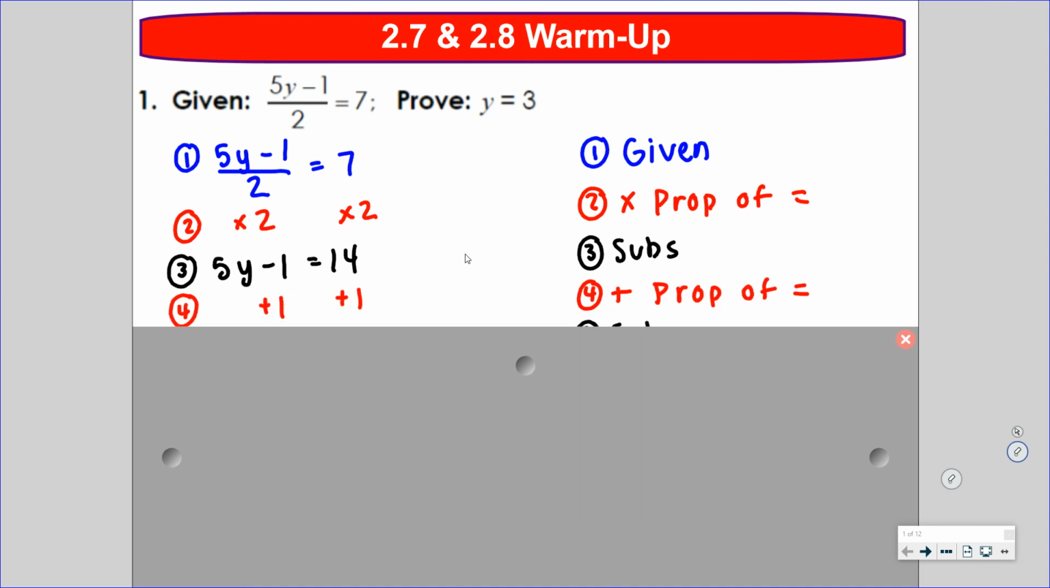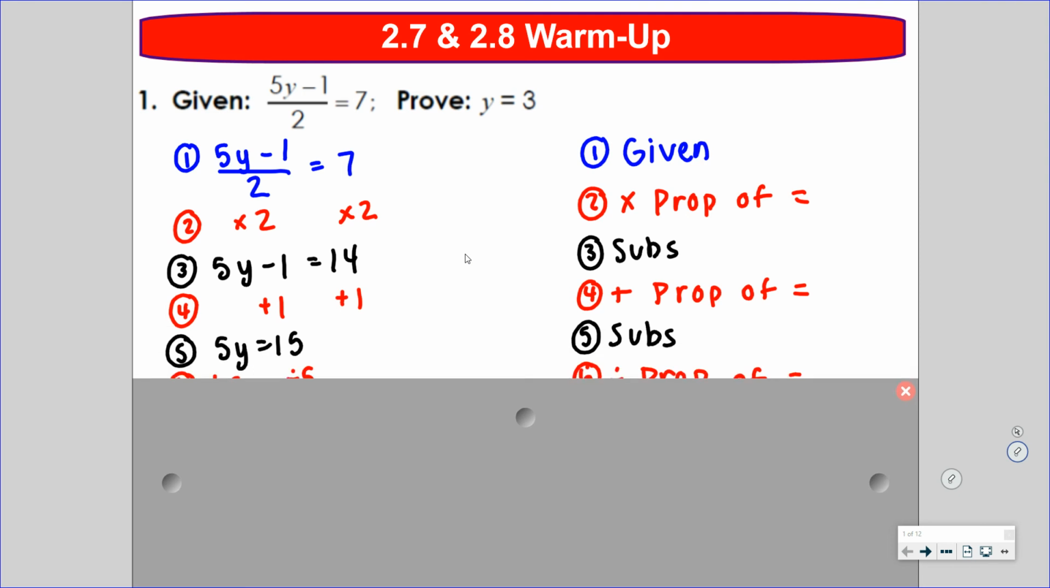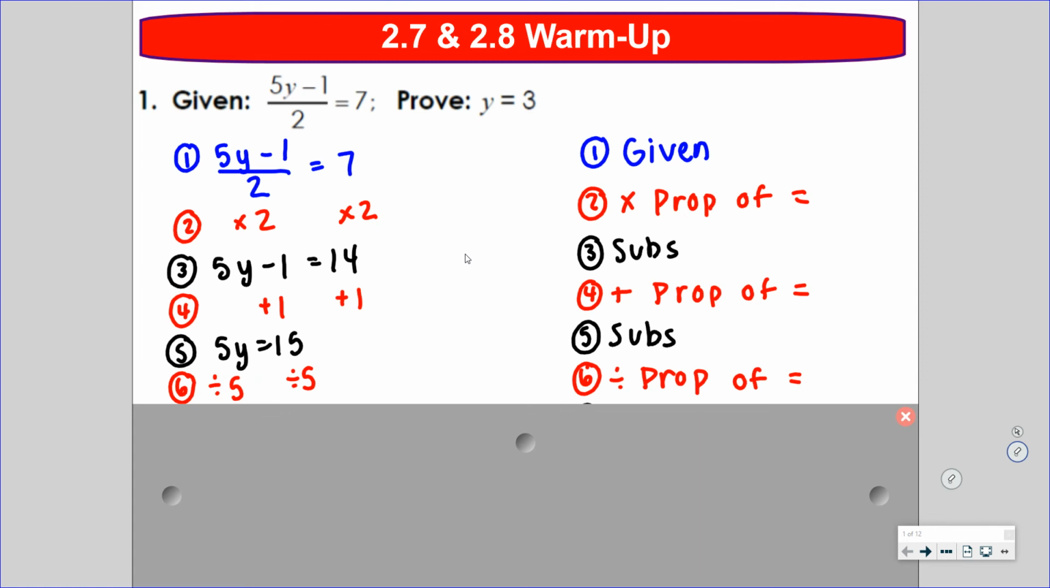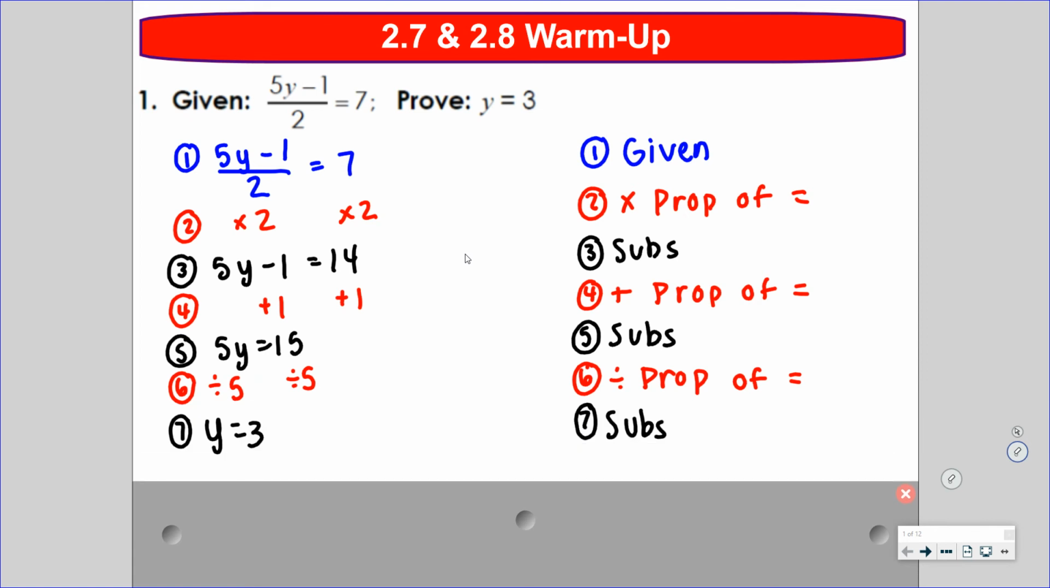Next step, add 1 to both sides. Additive property of equality. Simplify that: 5y is 15. That'd be subs. Divide both sides by 5. Division property of equality. And we get y is 3, which is what we were trying to prove.